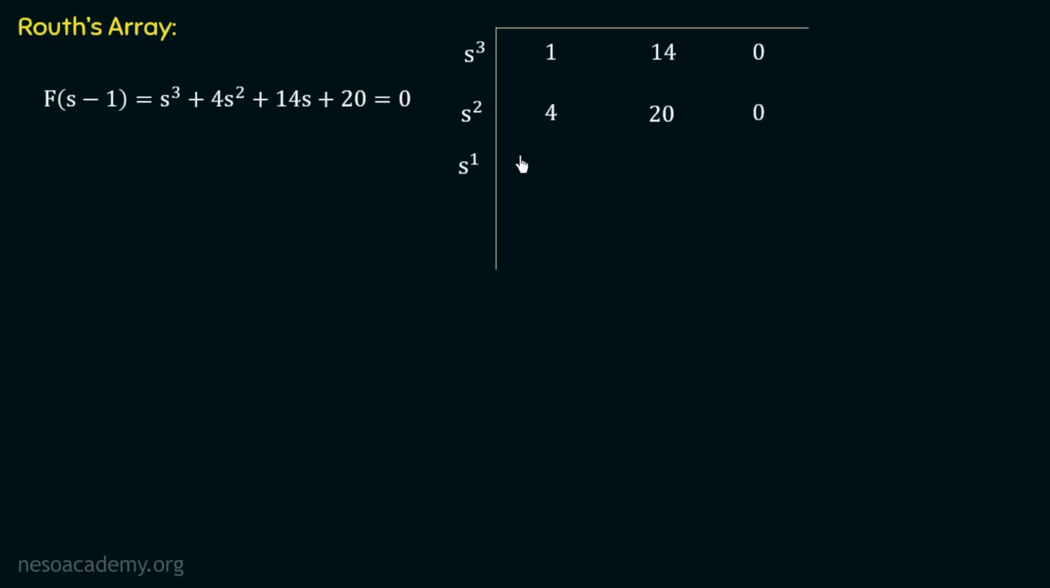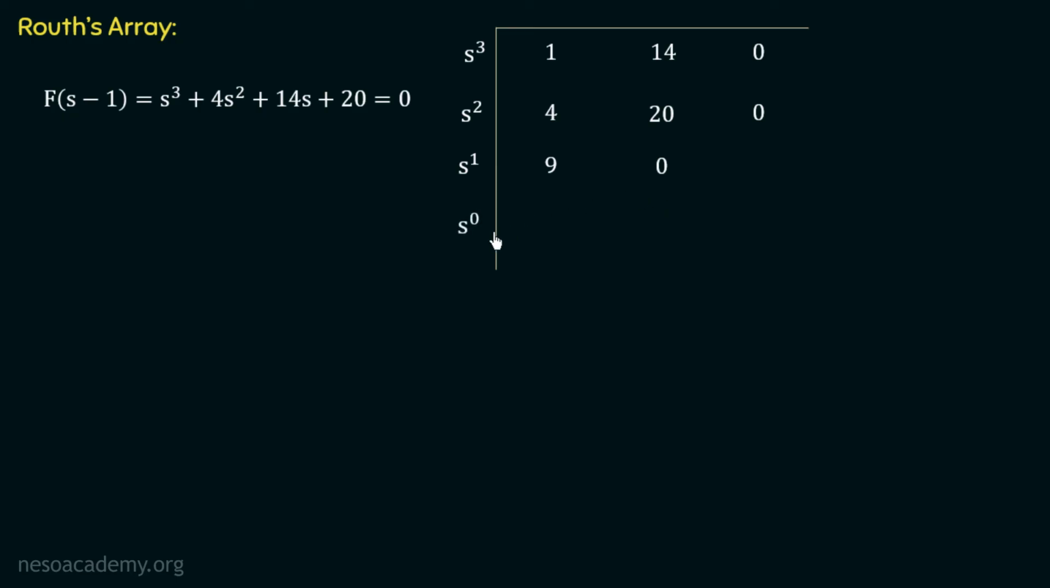Now moving on to the next row, which is the row of s power 1. The first term in this row will be 4 multiplied with 14 minus 1 multiplied with 20 over 4. If we solve this, we will have 9. And the second term of this third row will be equal to 0 because it will be 4 multiplied with 0 minus 1 multiplied with 0 over 4. So it will be equal to 0.